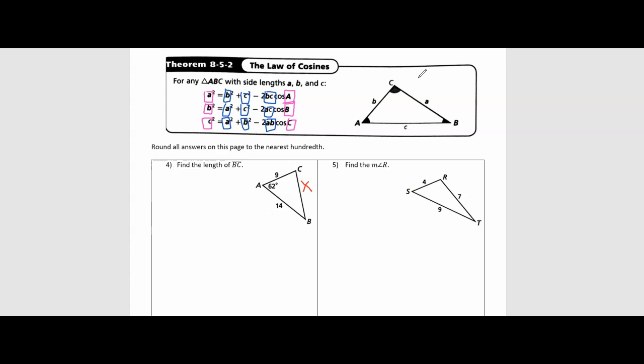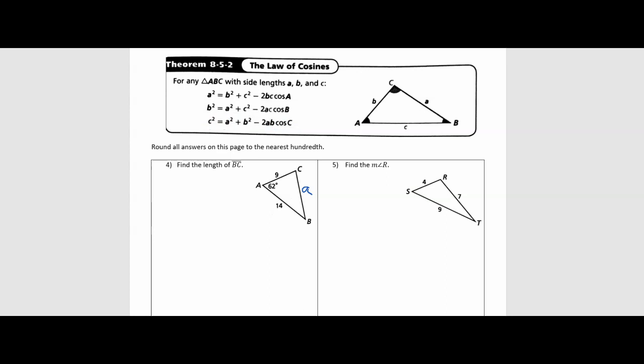So again, number 4, we're trying to find the length of BC. So BC is going to be one of our variables. X is going to be one of our variables. And maybe it might be easier if we just call this a little a, because it's across from angle A. Maybe that'll help us set up our equation. So I would prefer to only have one unknown in my equation, right? I prefer to just have one.